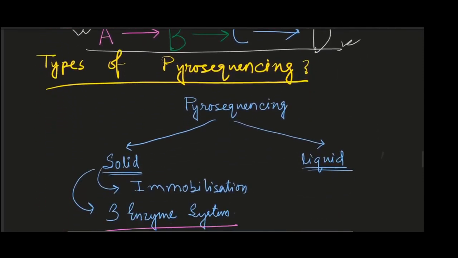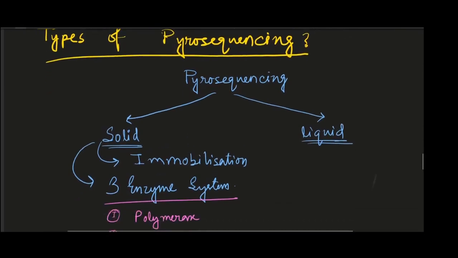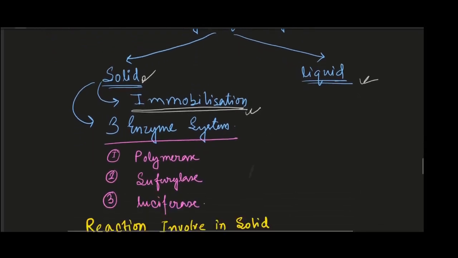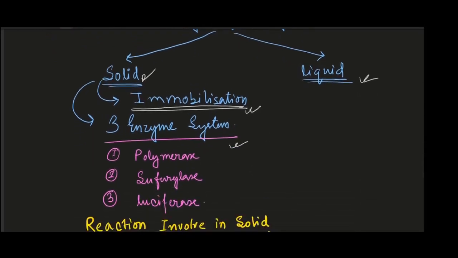Okay, now let's talk about the types of pyrosequencing. Now we have two types of pyrosequencing. One is solid and the second is liquid. In solid pyrosequencing, we need to remember a very important step, that is the immobilization of our template DNA. Why do we need to immobilize our template DNA? I will be talking about it later. So, solid pyrosequencing is a three enzyme system. The enzymes involved in this are DNA polymerase, sulfurylase, and the last one is luciferase.